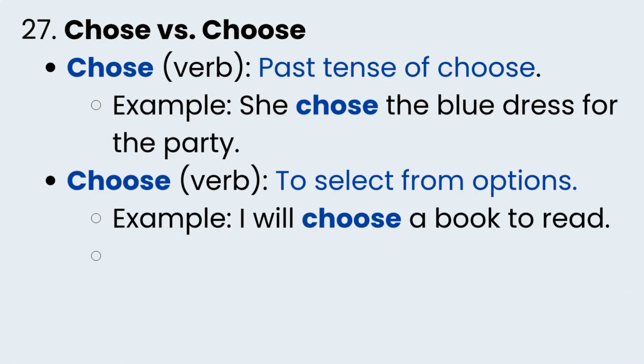27. Chose versus choose. Chose, verb, past tense of choose. Example: she chose the blue dress for the party. Choose, verb, to select from options. Example: I will choose a book to read.